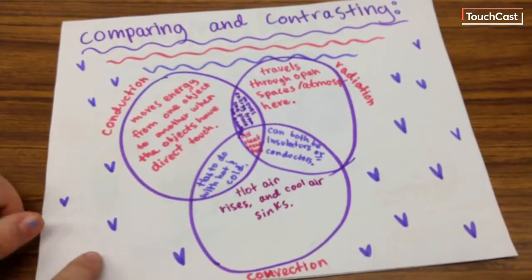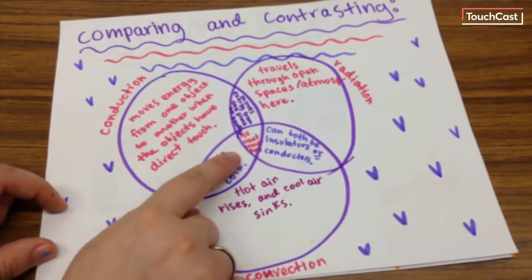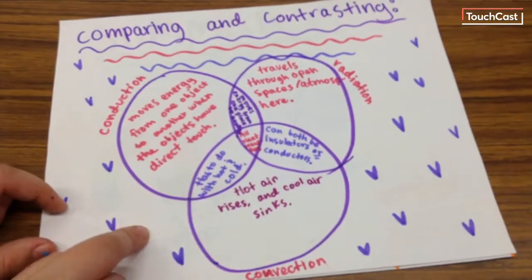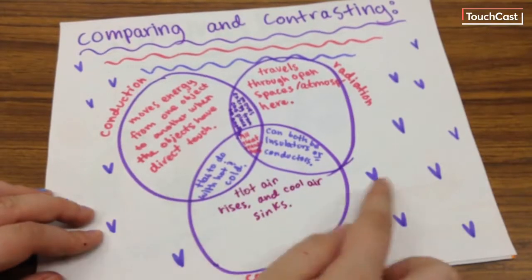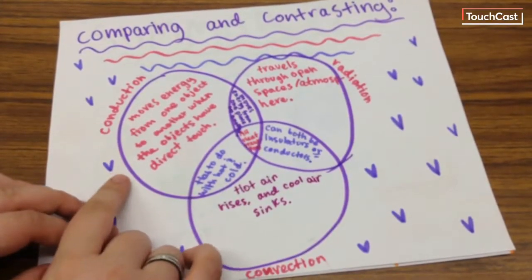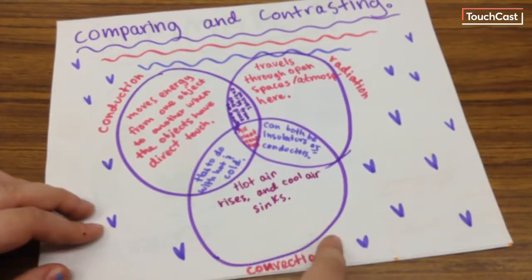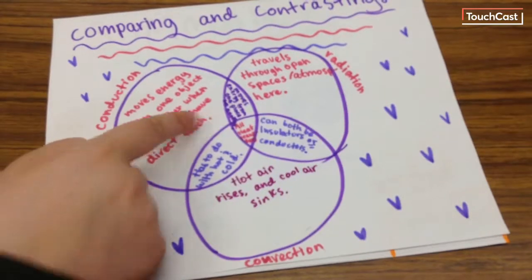Comparing and contrasting. They are all similar because they are all heat transfers. Conduction and convection are similar because they both have to do with hot and cold. Radiation and convection are similar because they can both be conductors and insulators. Radiation and conduction are similar because they both move energy from one place to another.